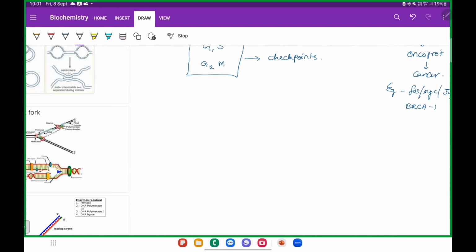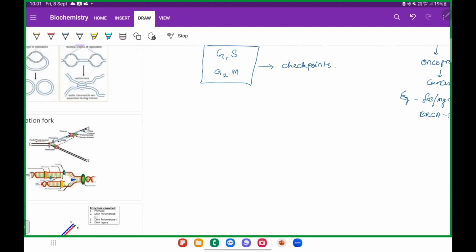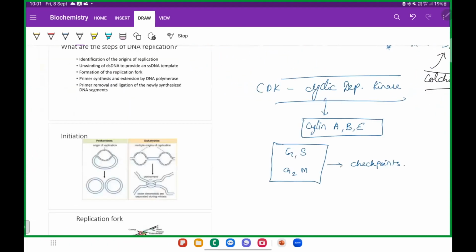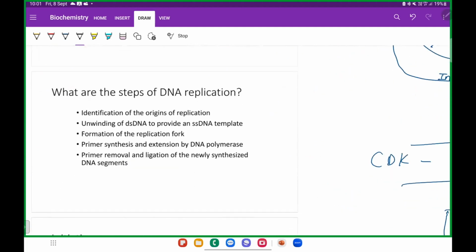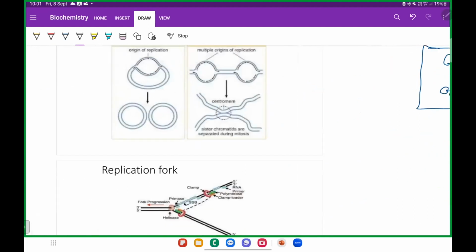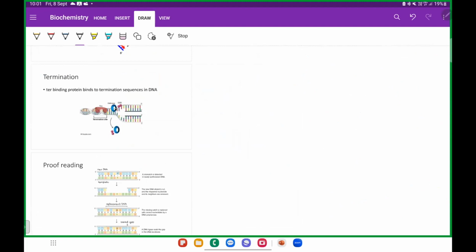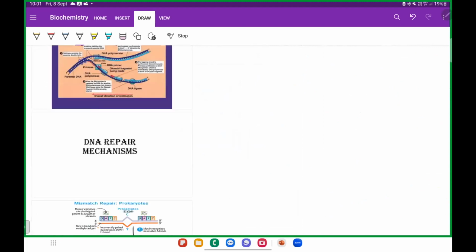Okay, prokaryotic DNA ku eukaryotic DNA ku ena difference irukku, adha nama paaka porom. Okay, before going into those things, you have to identify the origin of replication. Okay, then unwind your DNA, formation of replication fork, primer synthesis and primer removal and ligation of new DNA segments. So this is the entire thing, what we are going to form and how we are going to repair everything, we will be seeing now.